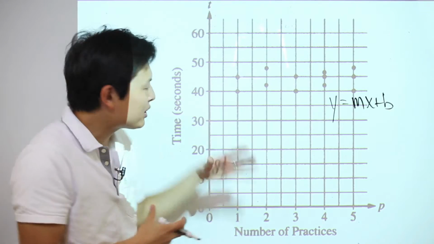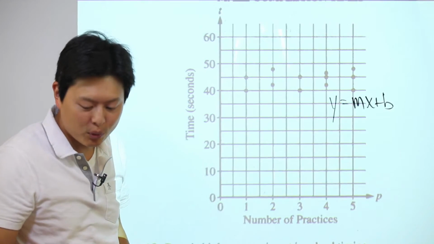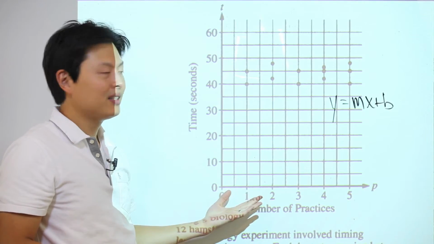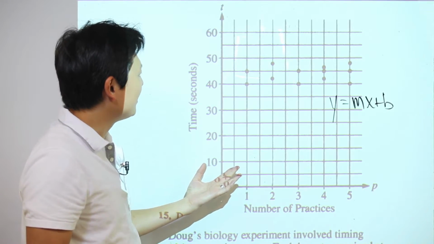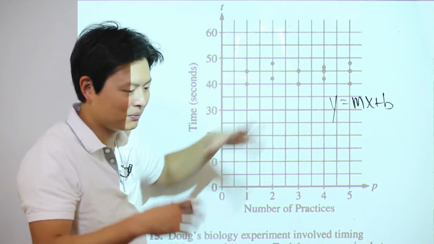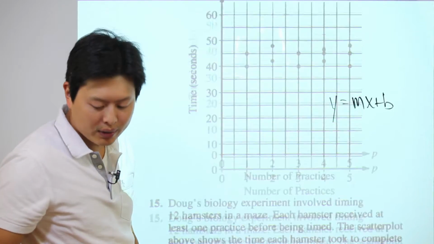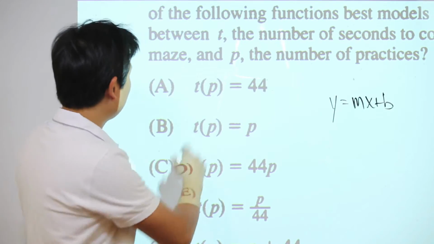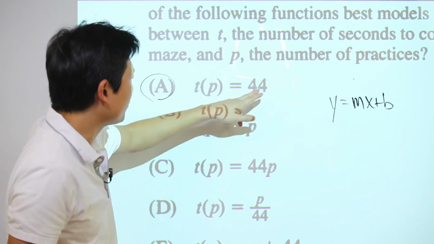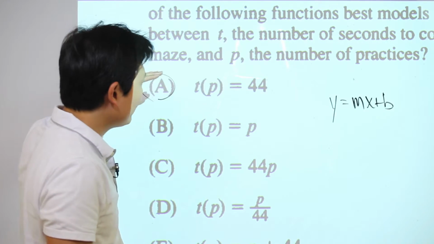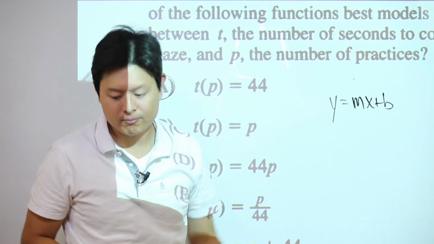So based on this information, it really doesn't look like the more practice a hamster gets, the more time it takes. The time really doesn't change, right? So the correct answer to this one would be A, the one with a y-intercept at 44 and a slope of 0.